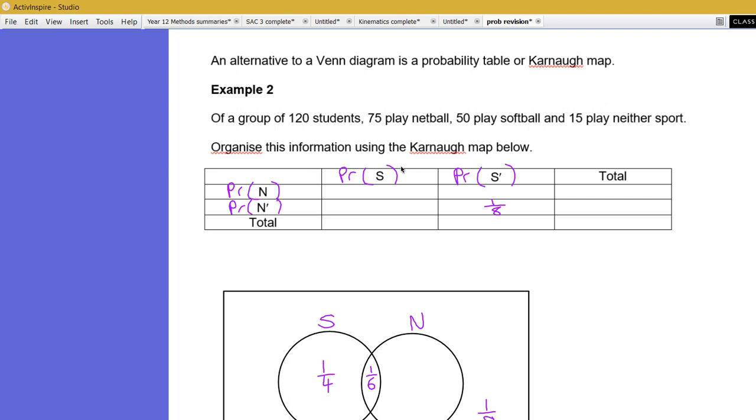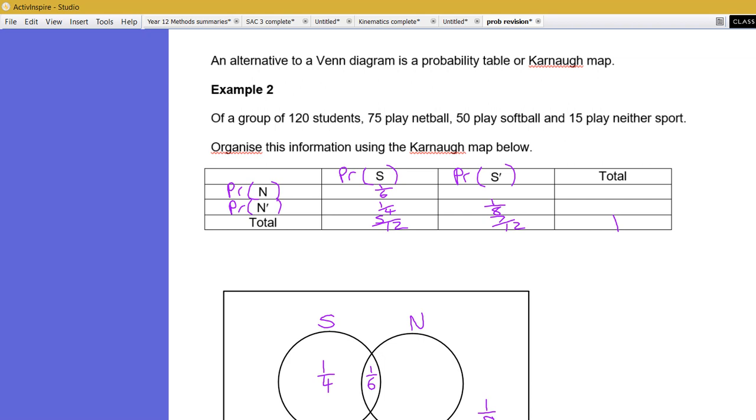And we also found that the overlap, or the probability of playing softball and netball, was 1 in 6, and that was that top cell there. And we found the probability of playing softball but not netball, so that was just down here. So now that we've got those 3 pieces of information, we can quickly and easily fill in the remaining cells. Remember, the probability must total 1, so that bottom right-hand cell always has a 1 in it. So just doing some fraction work, we have 5 in 12 down here, and 5 in 12 plus something has to equal 1, so that must be 7 in 12.